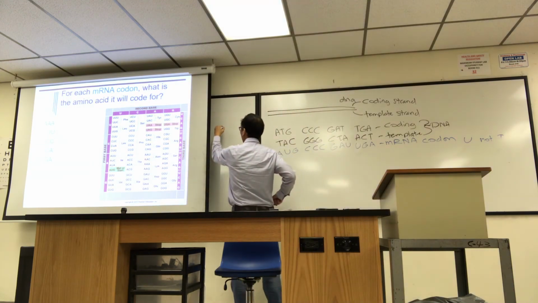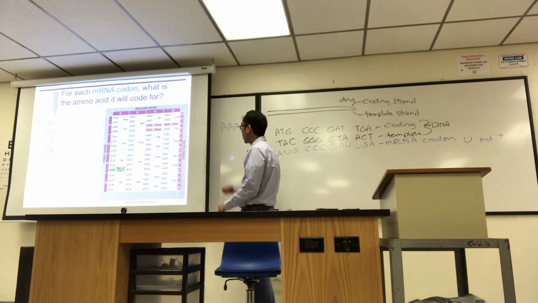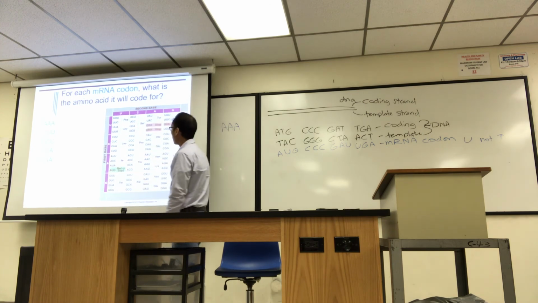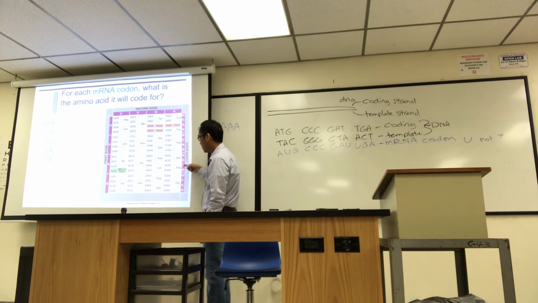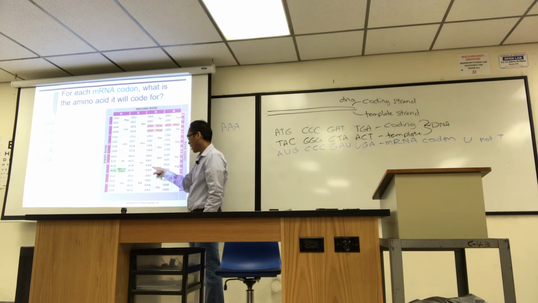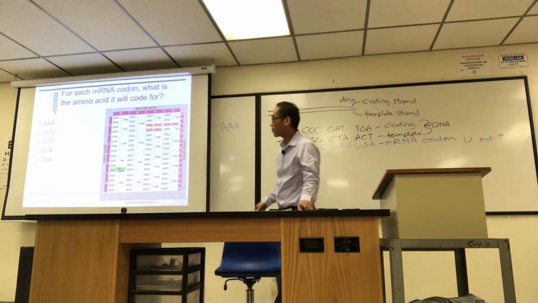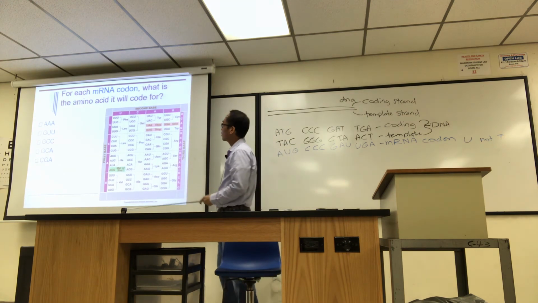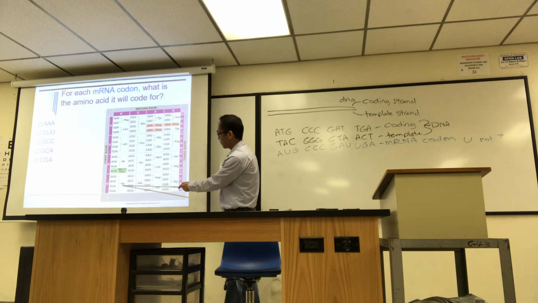AAA. Okay, my first base is A. My second base is A. My third base is A. AAA. Lysine, L-Y-S. Okay, did you get that? Let's do the second one. You tell me what you get for GUU. Oh, right there, valine, okay.